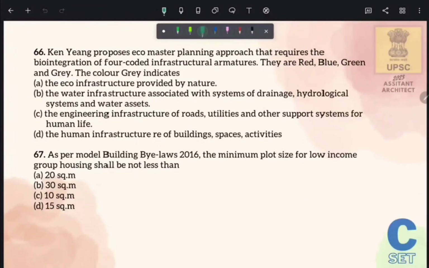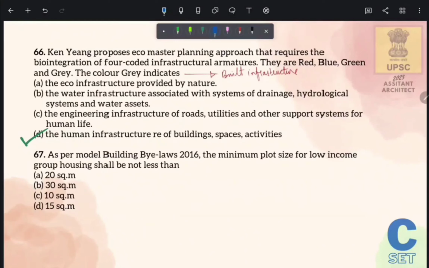Ken Yeang proposes an eco-master planning approach that requires the bio-integration of four coded infrastructural armatures. They are red, blue, green and grey. The color grey indicates, so according to Ken Yeang's theory, the grey color indicates the built infrastructure. Therefore, the correct answer is option number D, the human infrastructure such as buildings, spaces and activities.